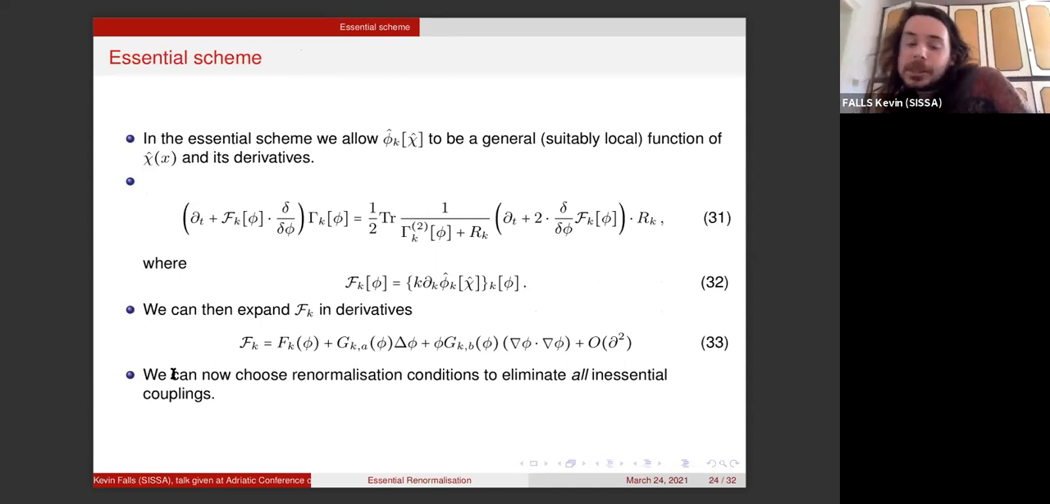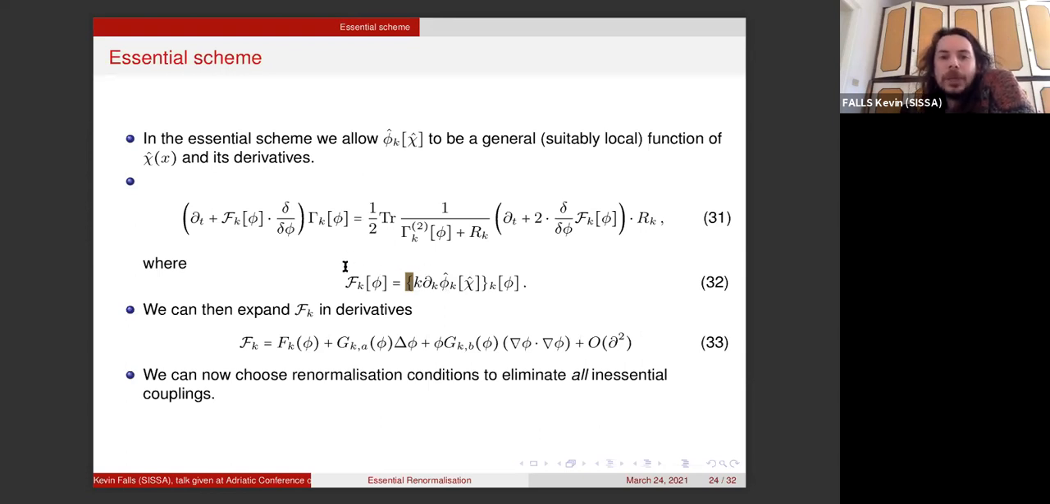So now I want to discuss what our idea is for this essential scheme. The point now is that we take this field phi hat, which now is a function of k, to be a completely general, suitably local function of the fields chi. And then we derive this equation. It has a similar form, but now this term that was previously just minus phi times eta is now replaced by f, which is the expectation value. Sorry, this should not be a curly bracket, but an angular bracket. So this is the expectation value of the derivative of this field.